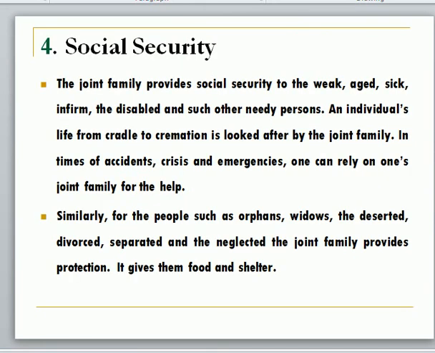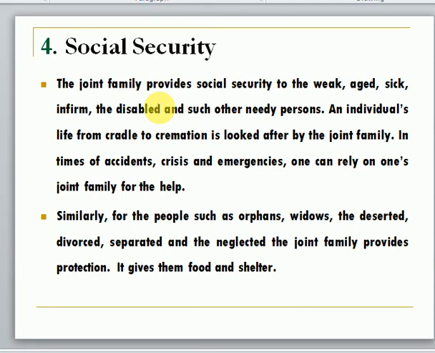So another thing that we're talking about is social security. The joint family provides social security to the weak, aged, sick people, the disabled family members, the needy family members, and old people. They are all socially secured in a joint family system. They will not worry that something bad would happen in their life, because they are socially secured in the family.